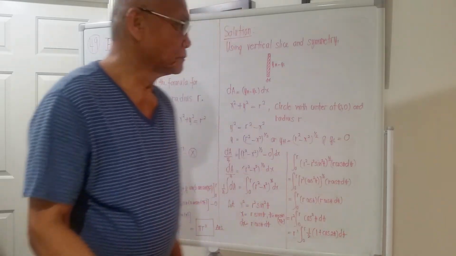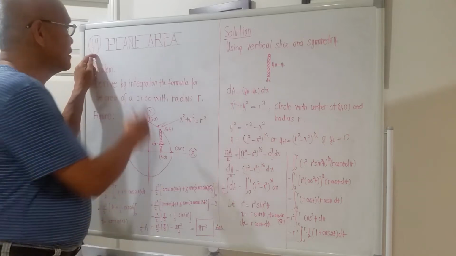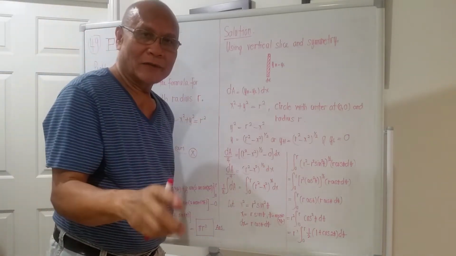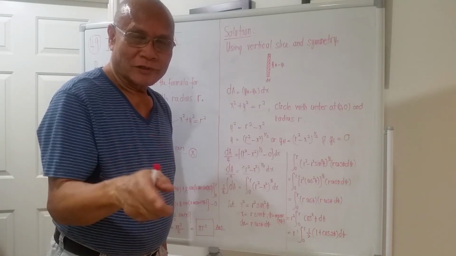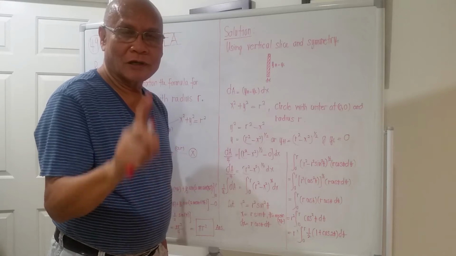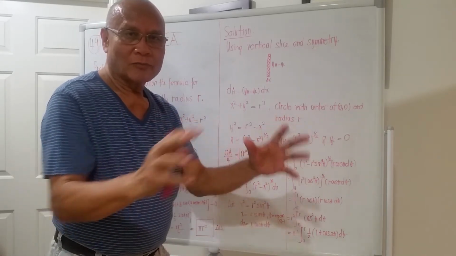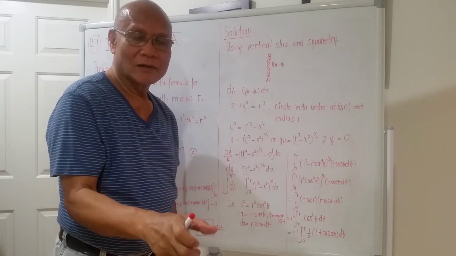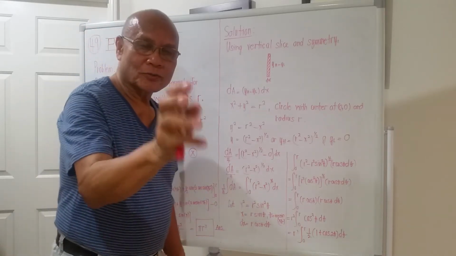Good afternoon. I am now on lesson 49, still plane area. I will derive this afternoon the formula for taking the area of a circle with radius r. By using integration, we will derive the formula. Okay, this is the derivation of the formula for the area of a circle with radius r. Okay, let's proceed with the solution.